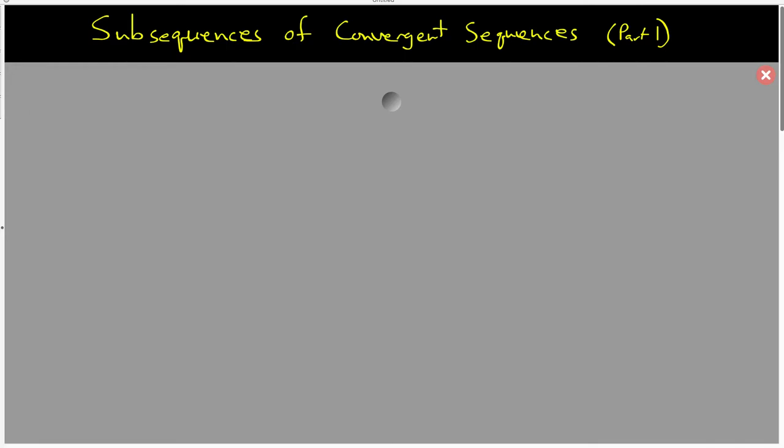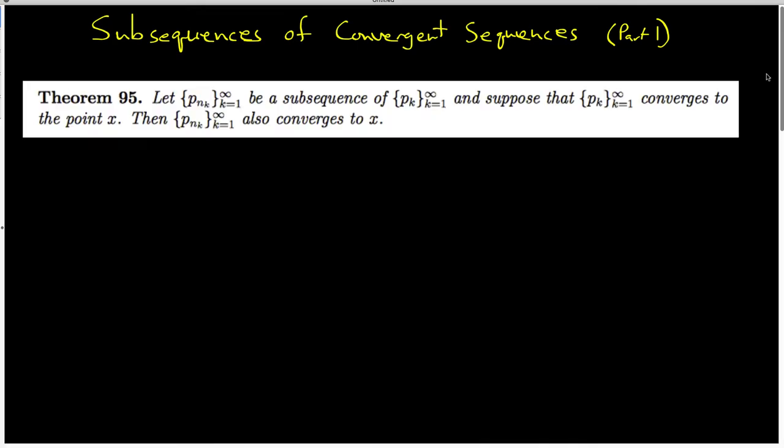In this video, we're going to be looking at a major theorem about subsequences of convergent sequences. The statement of the theorem is in front of you. You should stop the video and copy this into your notes. Hopefully you've done that. What this theorem is actually saying is that any subsequence of a convergent sequence converges to the same place that the convergent sequence converges.